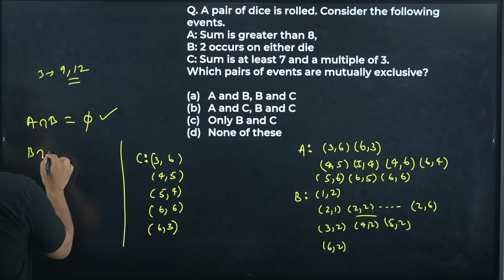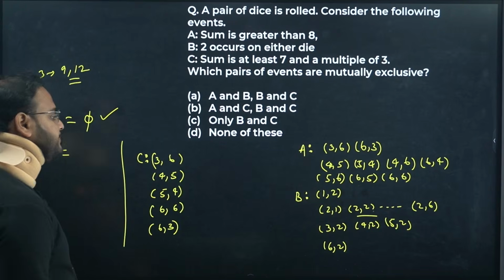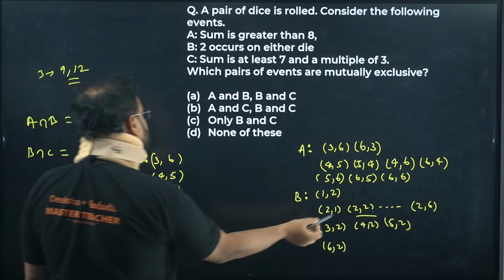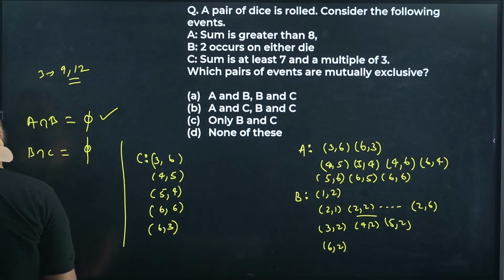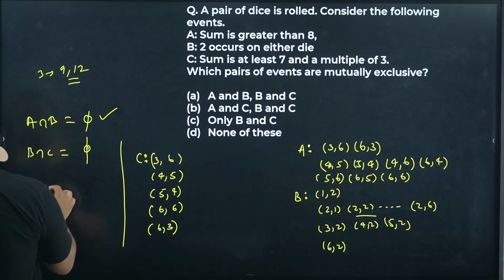What about B and C? Again nothing in common, because here at least one of the elements should have 2 in it. Here we have none of such cases. Also a null set.